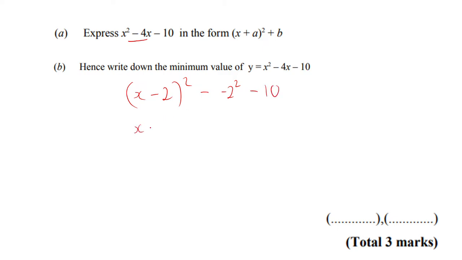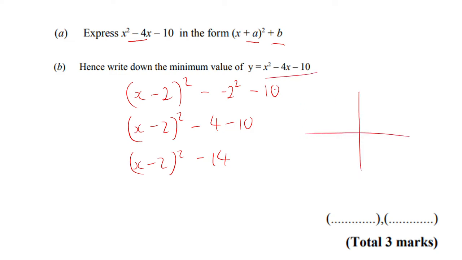We'll simplify this a bit. x minus 2 all squared, minus 2 squared is minus 4, and then subtract 10. And finally, x minus 2 all squared minus 14. So to answer part A, the value of A would be minus 2, and the value of B would be minus 14.